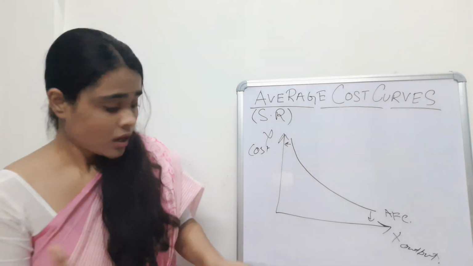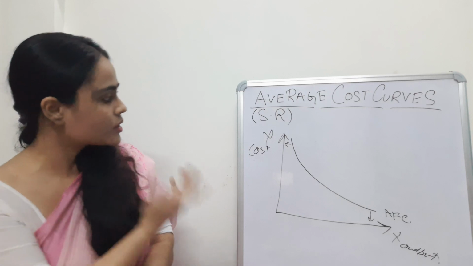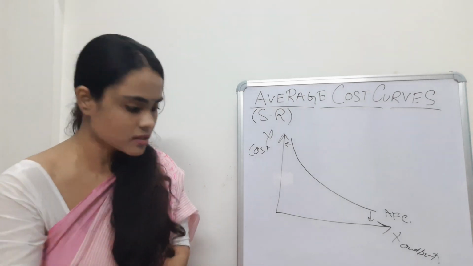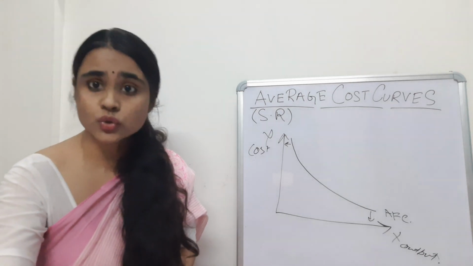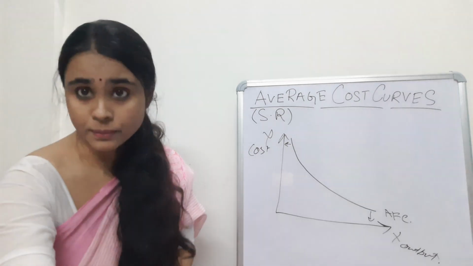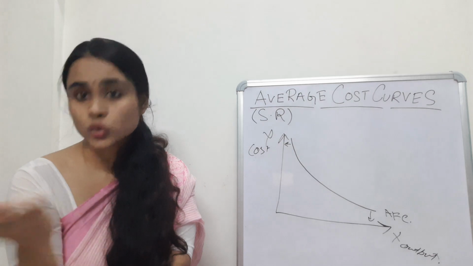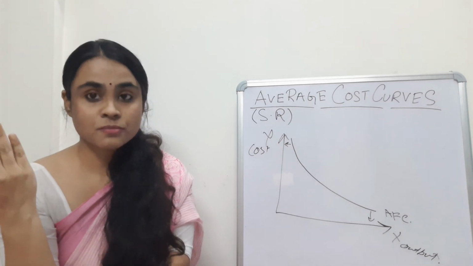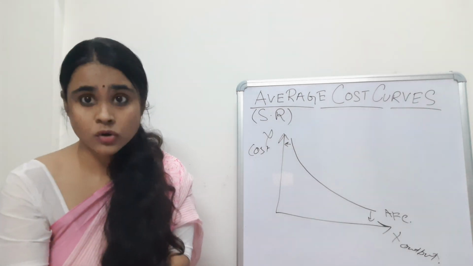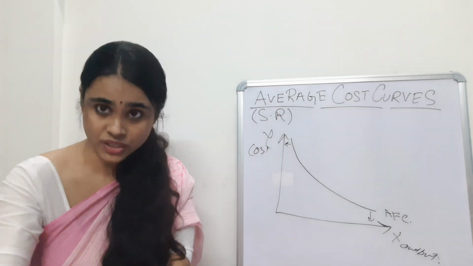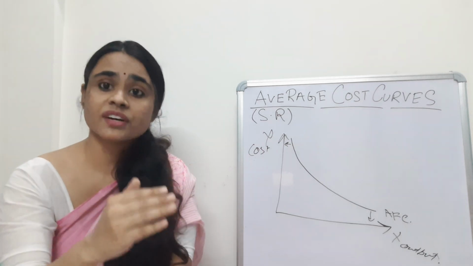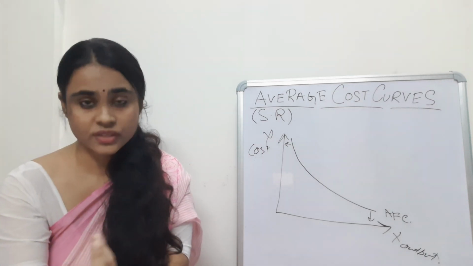So now, what else is left about average fixed cost? That is it. Now we are coming to the average variable cost. So what is average variable cost? Average variable cost comes from total variable cost. We get average variable cost by dividing total variable cost by Q, the output units.